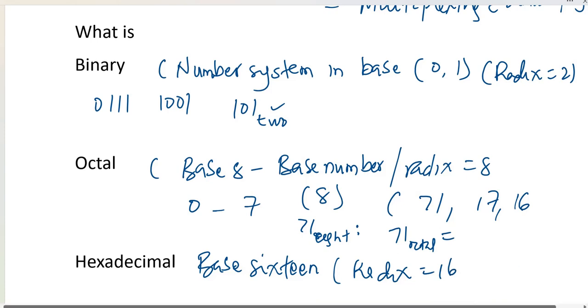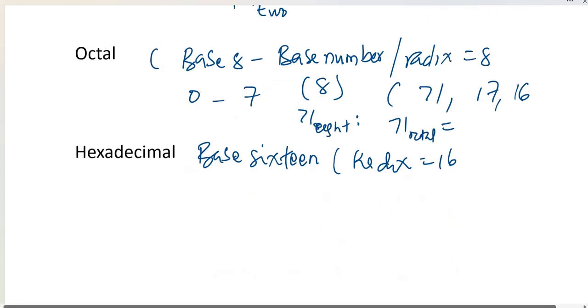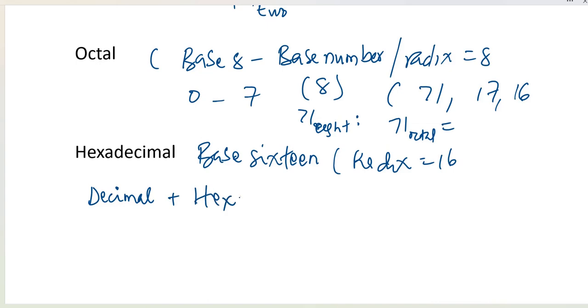And what does that mean? We are saying this combines decimal plus hexa, or hexa plus decimal. So this is 6, then this is 10. So hexadecimal, why we are saying it is base 16, is because it combines both base 10 and 6.